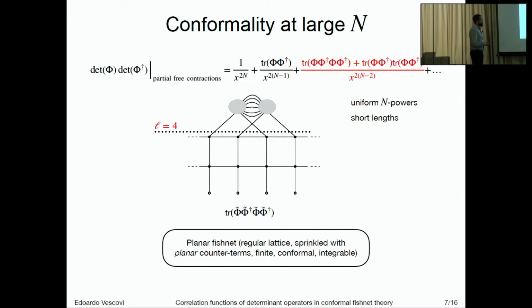So the conclusion is that after these wise contractions, you realize that from the bulk point of view of the graphs, we're going to say something about the boundary later, but about the bulk topology, it is the same planar fishnet as in the common traditional literature. That is to say, a regular lattice structure, potentially decorated with the planar counterterms, but these are the usual planar counterterms that I said at the beginning that ensure the conformality of this graph. So they have, of course, the same property of finiteness, conformality, and also integrability. So this potentially paves the way to use integrability for these operators as well.